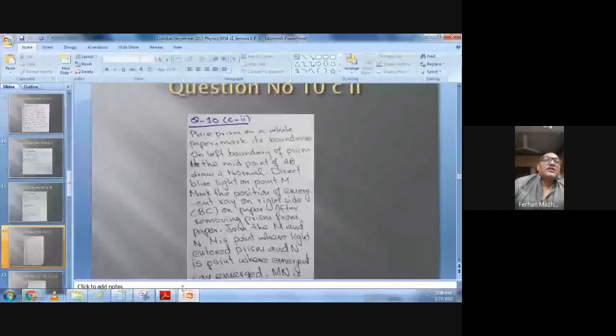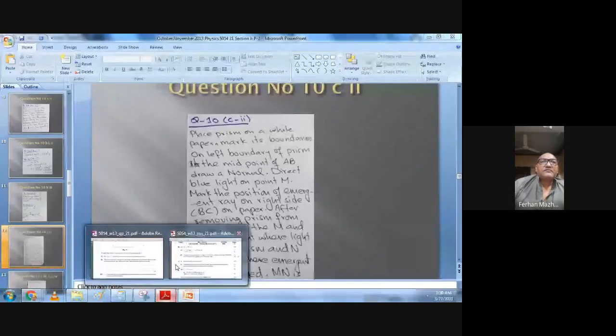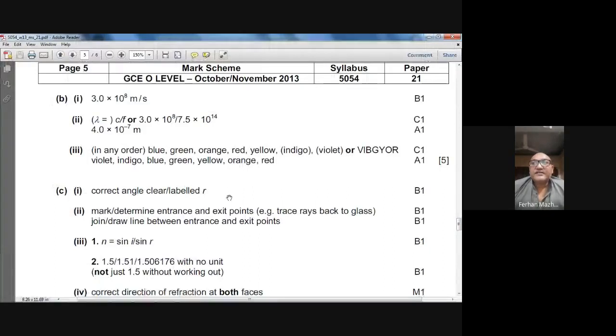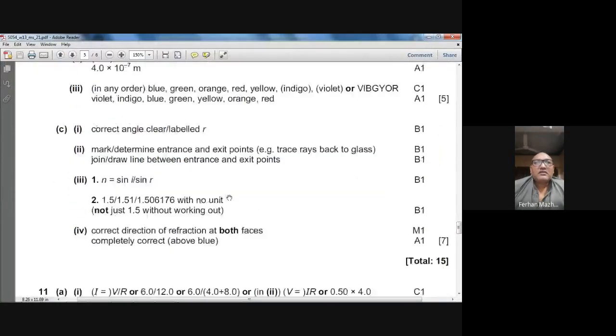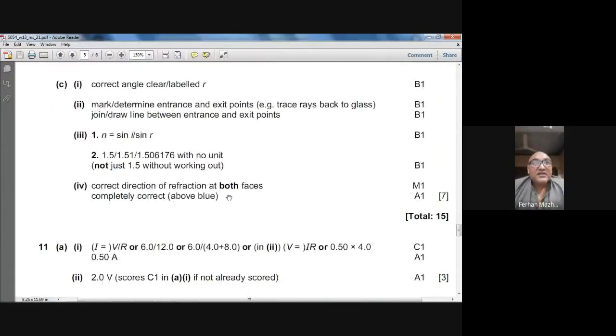So let me show you the marking scheme. For the 2 marks, it says mark or determine entrance and exit points, for example trace the ray back in the glass. Draw a line between the entrance and exit point. So wherever the light entered and from where the light emerged, join those points with each other, and that will give you the refracted ray. From that refracted ray, you can check the angle between the normal and the refracted ray, and that will be the angle of refraction.